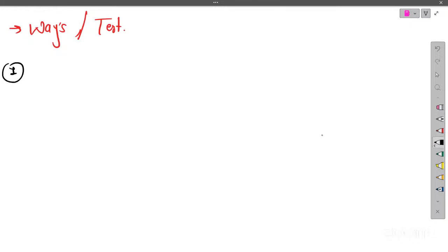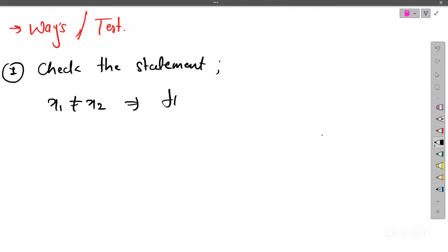Okay, so the first one is just by definition. So we have to check the statement which we used in the definition, that if x1 not equal to x2, then it should imply f of x1 not equal to f of x2. So this is one statement.